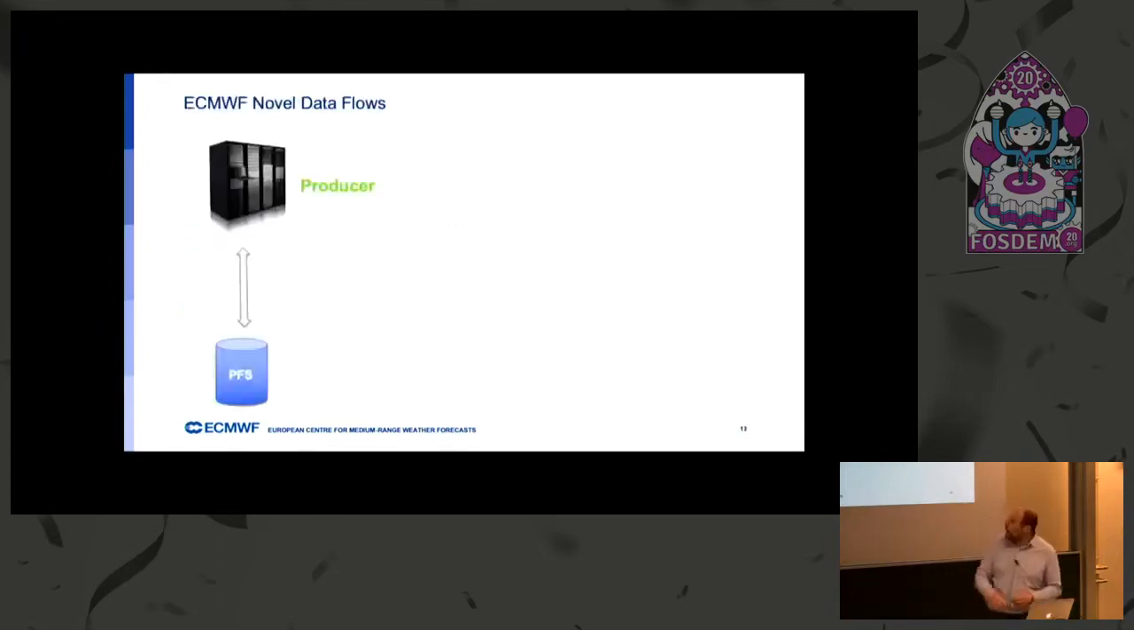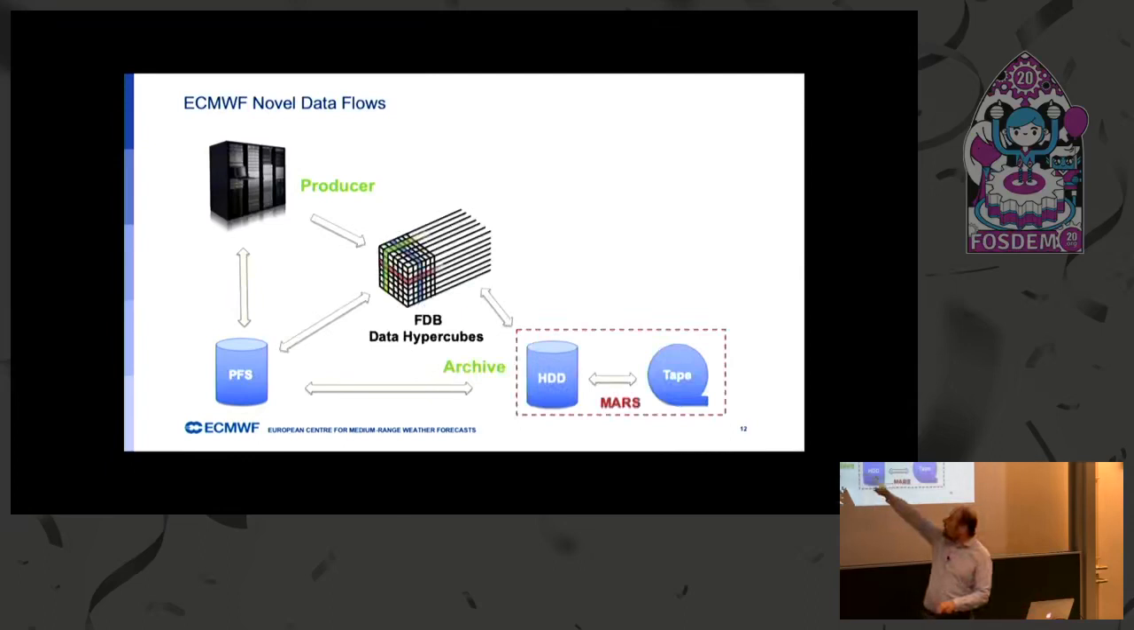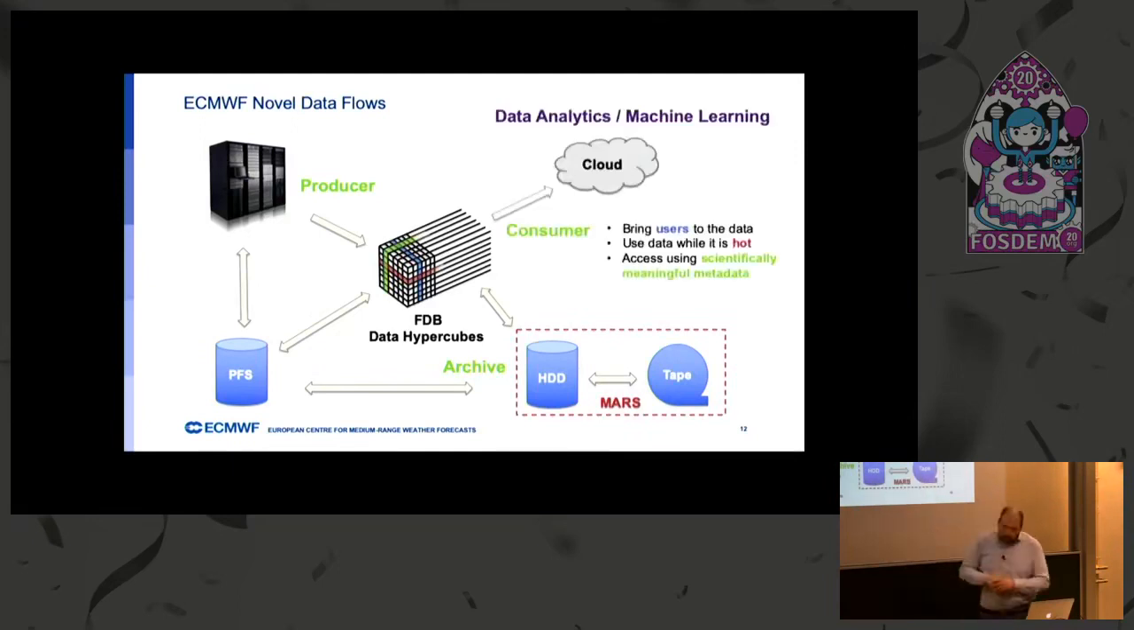The idea is that we produce the data, we store it on the parallel file system, and then we archive it on the tapes. With FTB, the whole process has been modified, so the object store is taking care of all the I/O, and then forwarding the data to the parallel file system and to the archive. Eventually we will also provide a cloud consumer, which is really interesting for accessing the data and performing computation close to them.